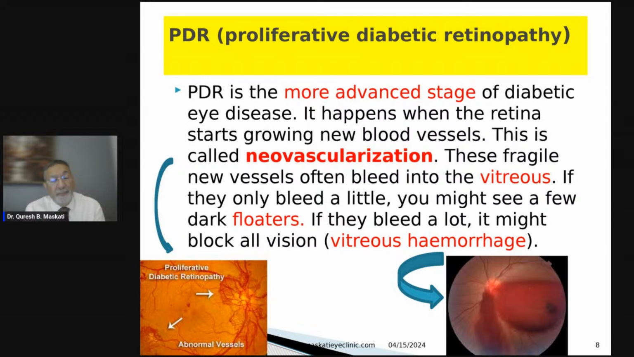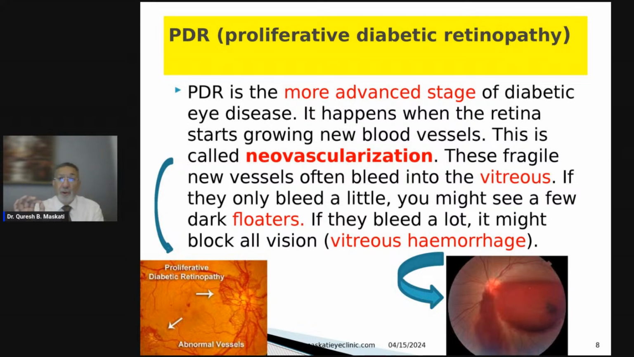It's called NVD, new vessels on the disc. And you can get new vessels in the periphery called NVE, or new vessels elsewhere. So here this picture shows new vessels on the disc as well as new vessels elsewhere. Now these new vessels are abnormal. They are very fragile. They can bleed very easily.